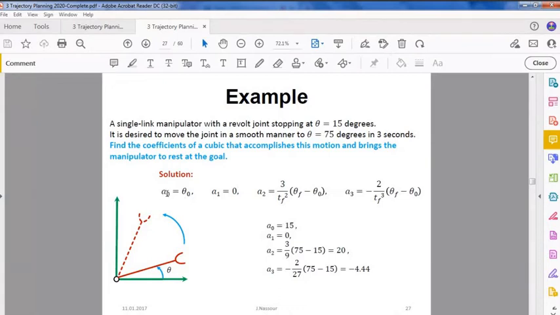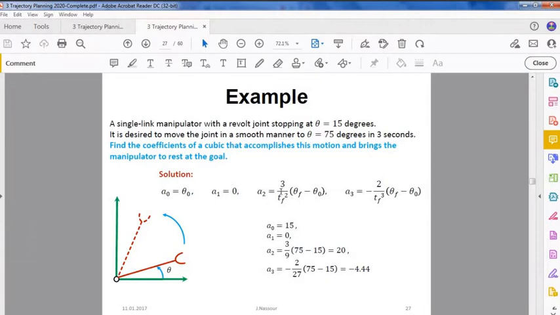So A0 is equal to theta 0. Theta 0 here is 15. So A0 is 15 degrees. A1 is equal to 0, because it is equal to the velocity at the start; we use this velocity equation. So we know that A1 is equal to 0.